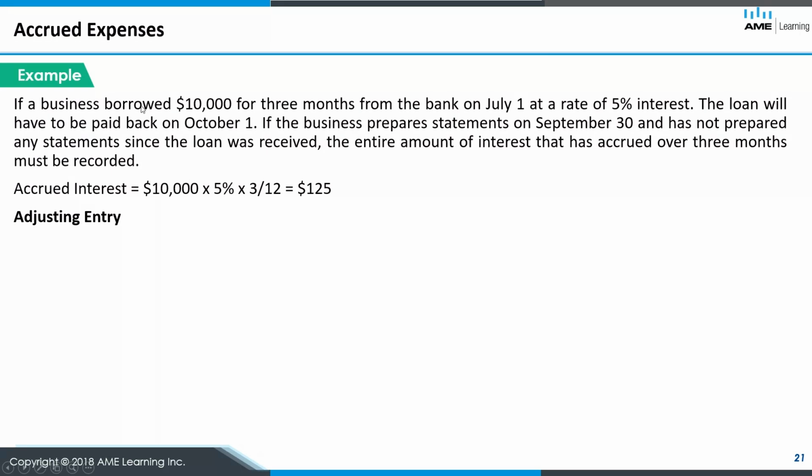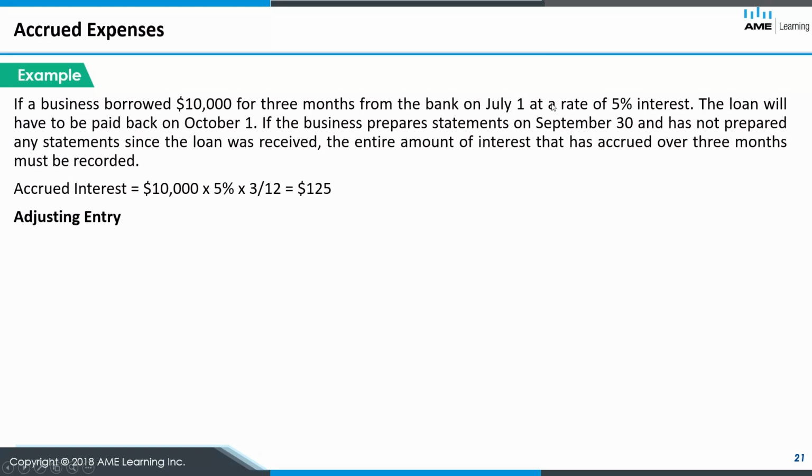So here's an example. They have the business borrowing 10,000, but just for 3 months at a rate of 5%. The loan will be paid back in October. It was borrowed on July 1st. And the business prepares its September 30 financial statements. We haven't prepared any statements since the loan was received. So we have the entire amount of interest that must be recorded. So let's decode what it's saying here.